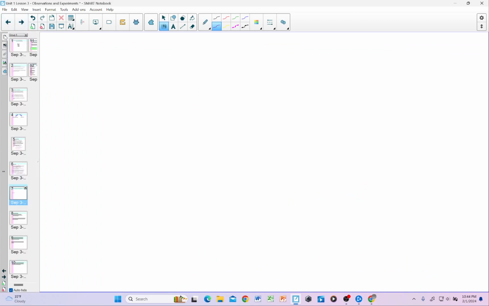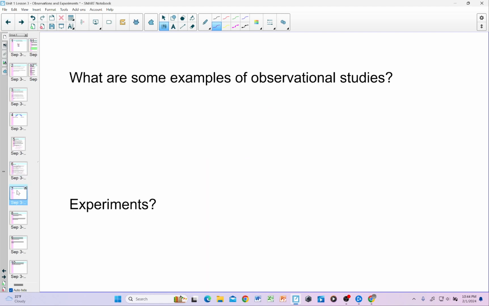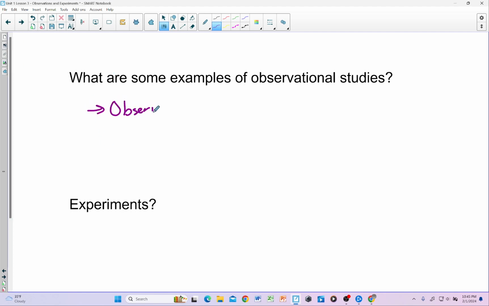Okay, so let's look at our next bit. What are some examples of observational studies? Okay, so we've talked about a few of them, right? There is the breakfast versus GPA, maybe observing students' meals at lunch.